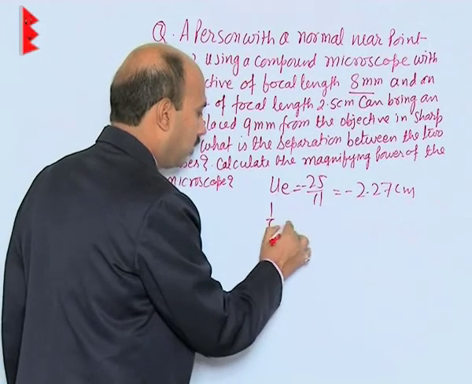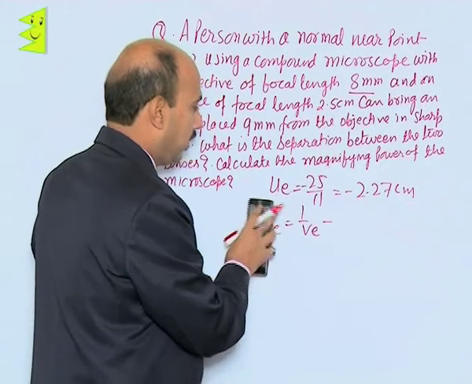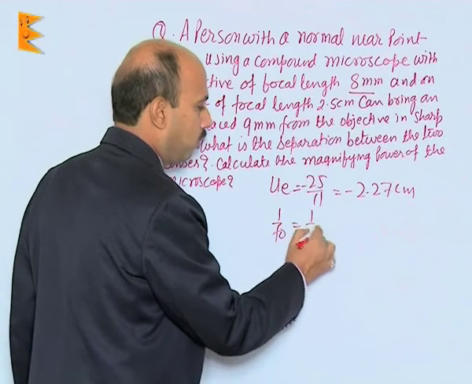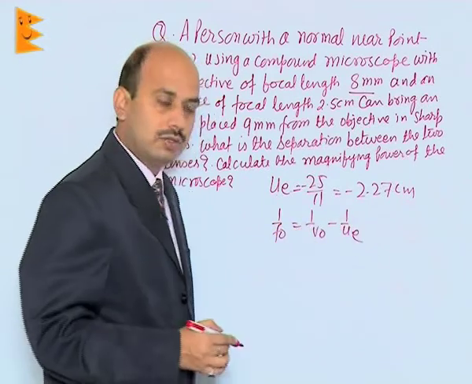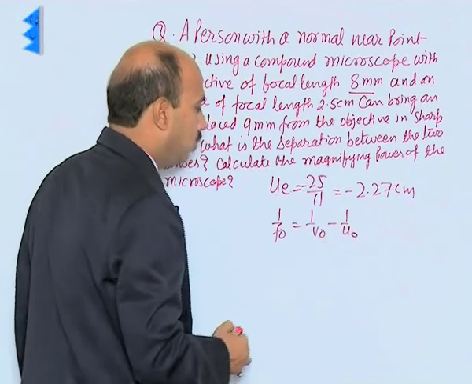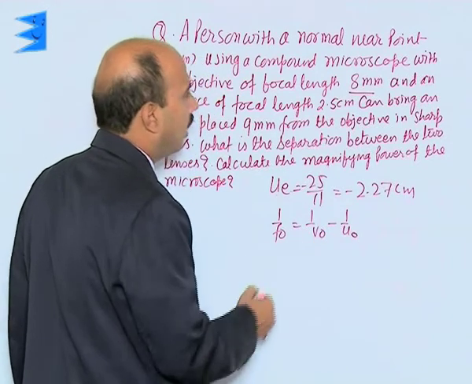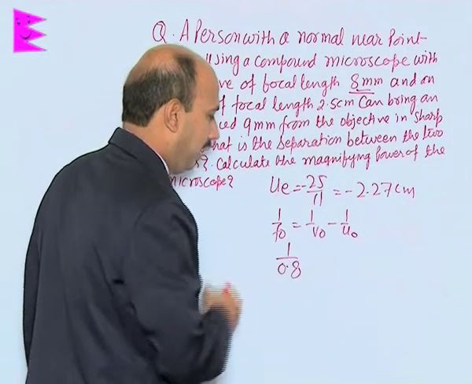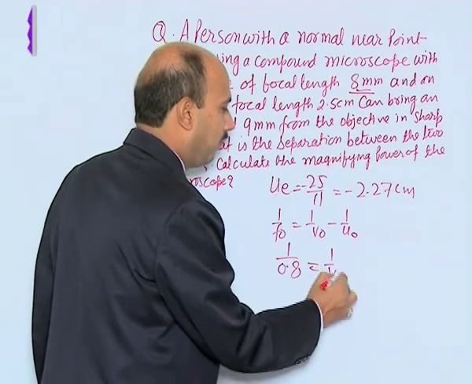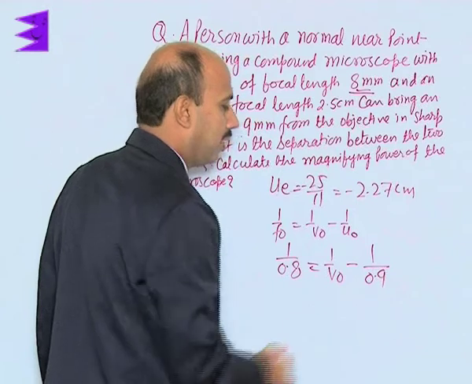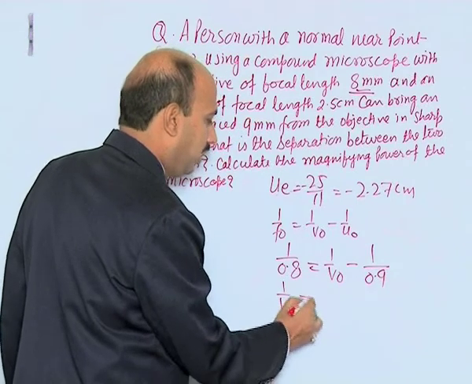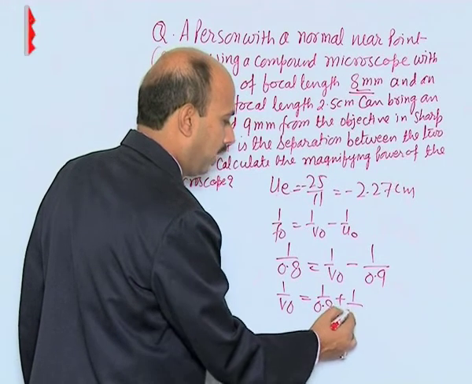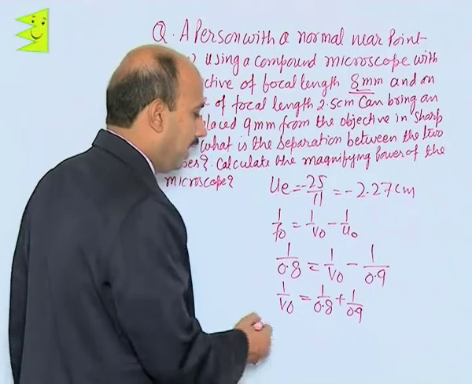That is already calculated. So, we have to calculate V_0. So, 1 upon F_0 is equal to 1 upon V_0 minus 1 upon U_0 here. We know 1 upon F_0, the focal length of the objective, is 8 millimeter. So, 1 upon 0.8 is equal to 1 upon V_0 minus 1 upon 0.9. So, we can write 1 upon V_0 is equal to 1 upon 0.8 plus 1 upon 0.9, and we can solve this.